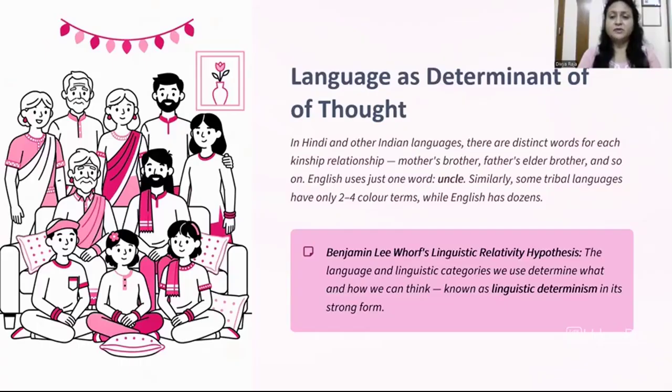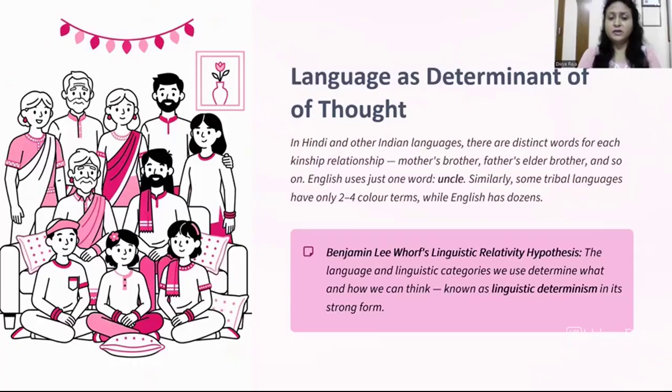Similarly, some tribal languages have only two or three names for colors. They can recognize only two to four color terms. But in English, we have many terms for colors. So, what do you think? Do such differences matter for how we think?